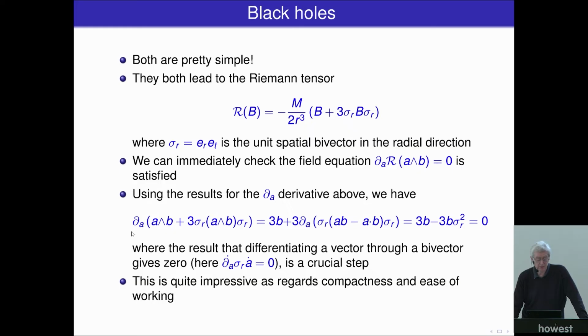Then you should have a look through this, and you'll see that you take dA of, for this bit, A wedge B, and for this bit, 3 sigma r A wedge B sigma r. And you unwrap it so it's got explicit A's here, and you can see this bit here, dA of sigma r A is going to return 0 from what I said earlier. And you get 0. So this is really very impressive as regards compactness and ease of working.